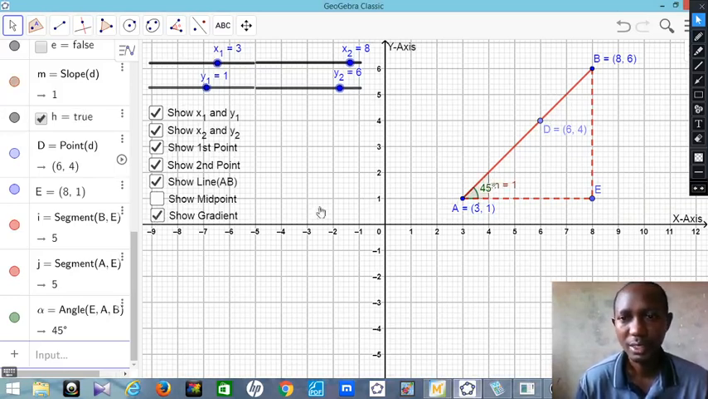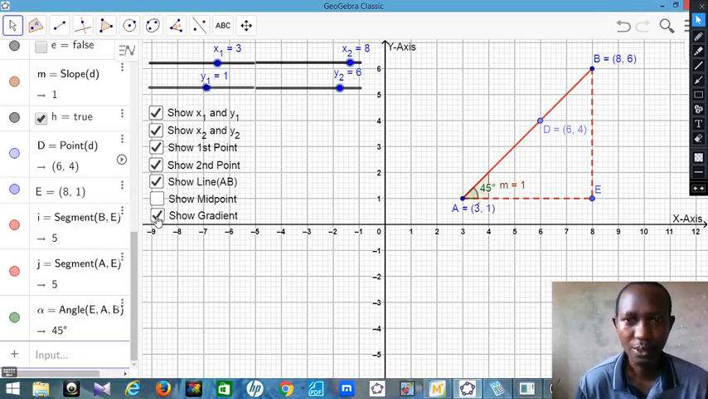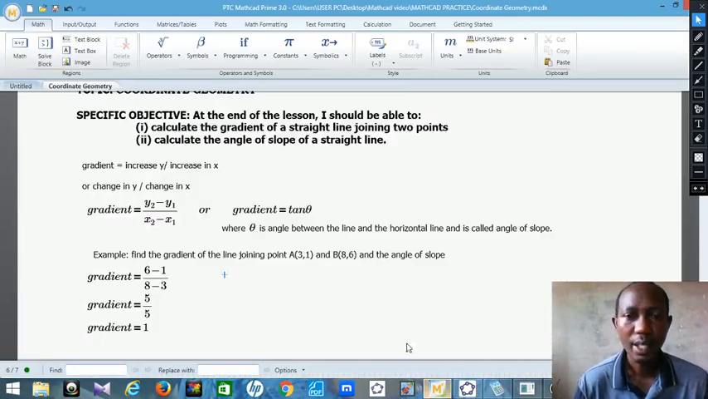You can see the gradient is 1. Then the angle of slope is 45. Let's solve it and see. You see that we'll get 45. So take note of that.